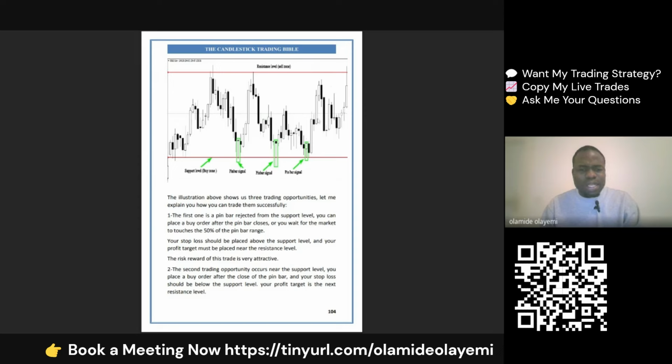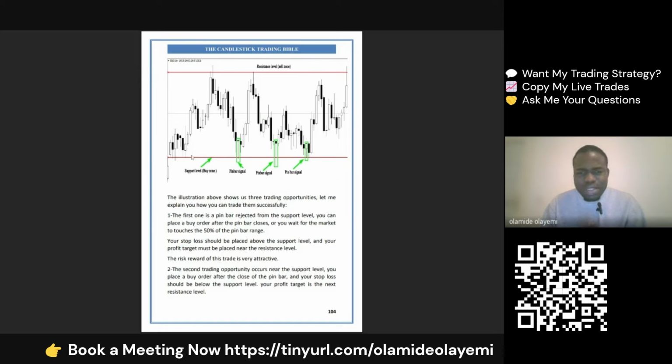So this is a ranging market. They say the illustration above shows us 3 trading opportunities. Let me explain how you can trade them successfully. The first one is a pin bar. This is a pin bar. You can see the pin bar rejected from the support level. You can place a buying order after the pin bar.